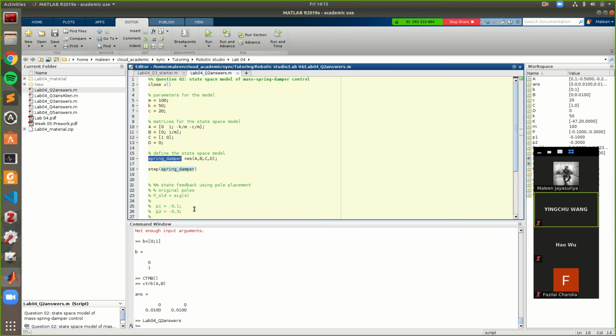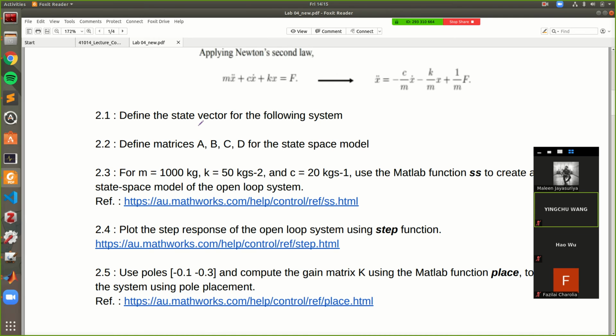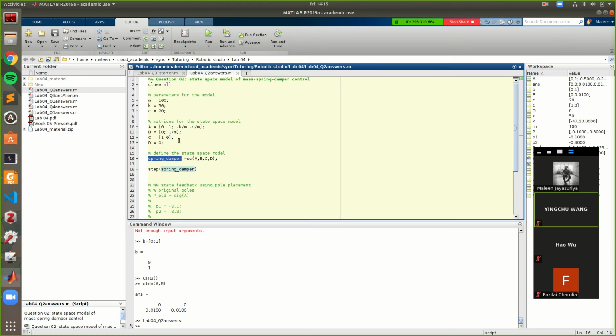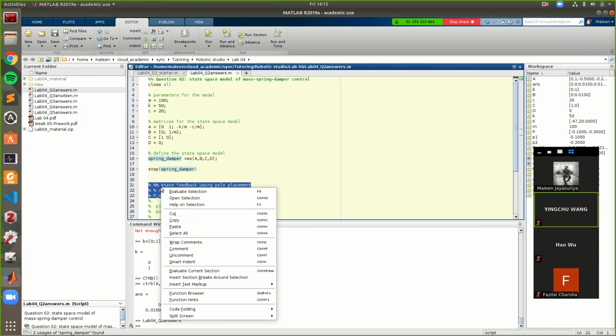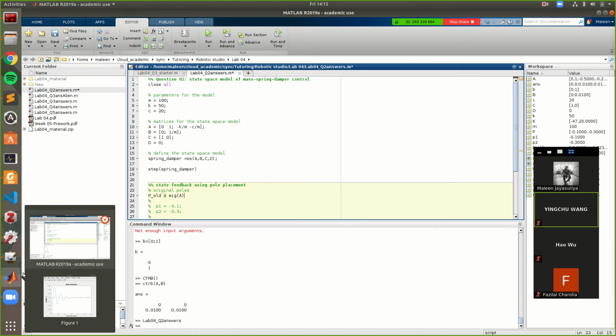Nope. Okay, so now we're going to do pole placement, right? So according to this question, you're supposed to place the poles at -0.1 and -0.3, right? So before that, I'm going to look at the current poles of this system. How will I look at the current poles of this system? I can look at its eigenvalues. Can someone predict what the eigenvalues will look like before we even run it, judging from the step response?